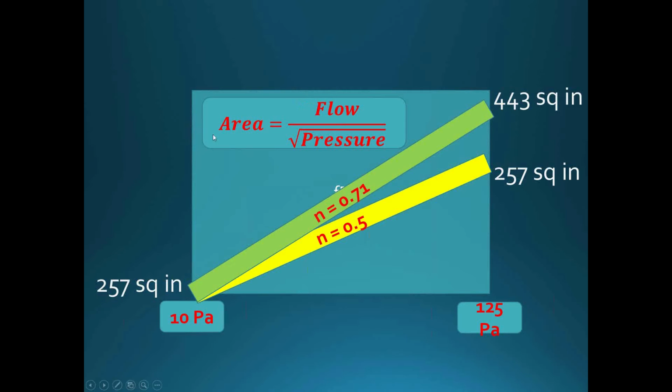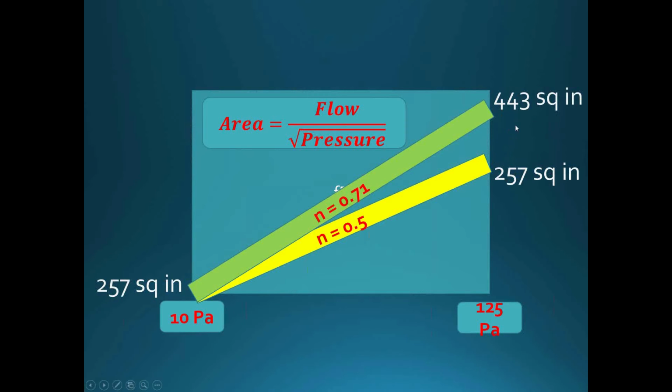In that case, the hole size at 10 pascals is 257 square inches. The hole size at 125 pascals is 443 square inches, which gives us a couple of advantages. One, we've decided to evaluate pressure relief vents at 125 pascals. So when we do that evaluation, we see, aha, we have a bigger hole than we thought we had before. And not quite double, but about 60% bigger hole.